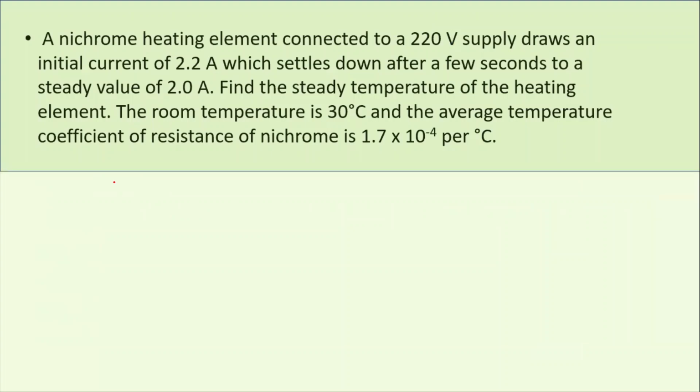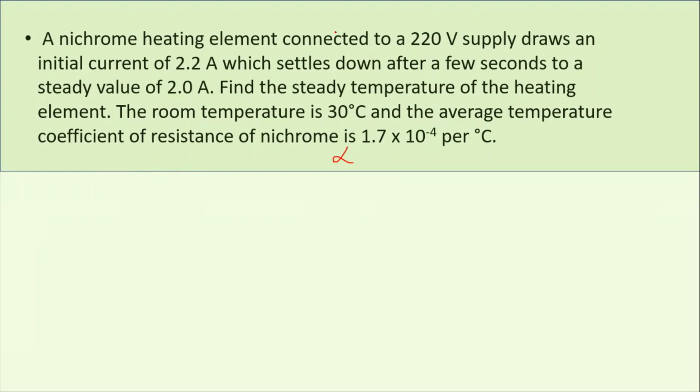A nichrome heating element connected to a 220 volt supply draws an initial current of 2.2 amps, which settles down after a few seconds to a steady value of 2 amps. Find the steady temperature of the heating element. Room temperature is 30 degrees Celsius and the average temperature coefficient of resistance, that is alpha, is 1.7 into 10 power minus 4 per degree Celsius. Please write the given data first.